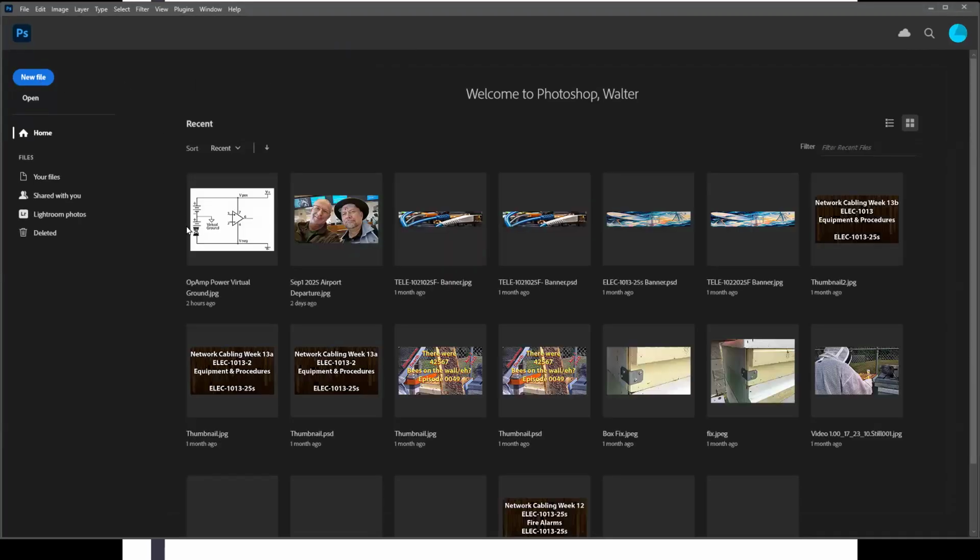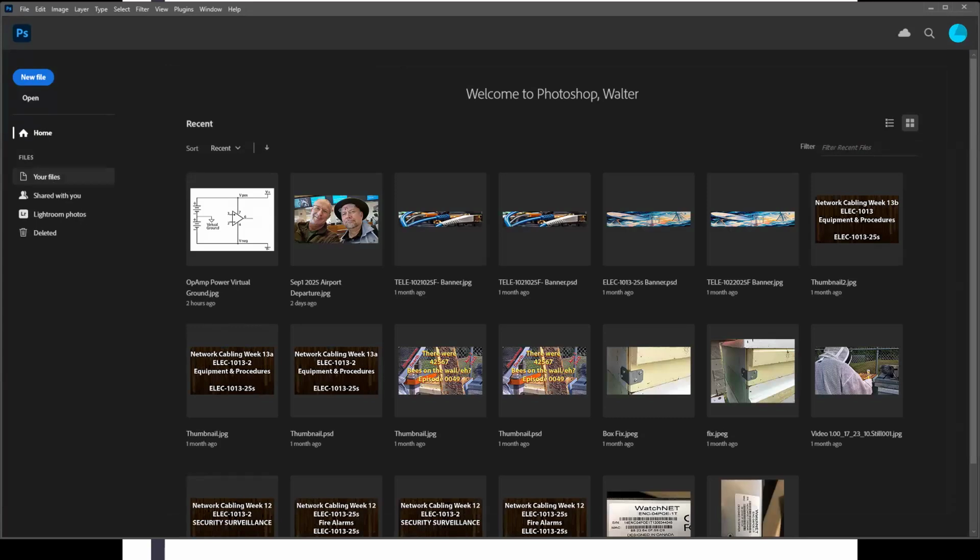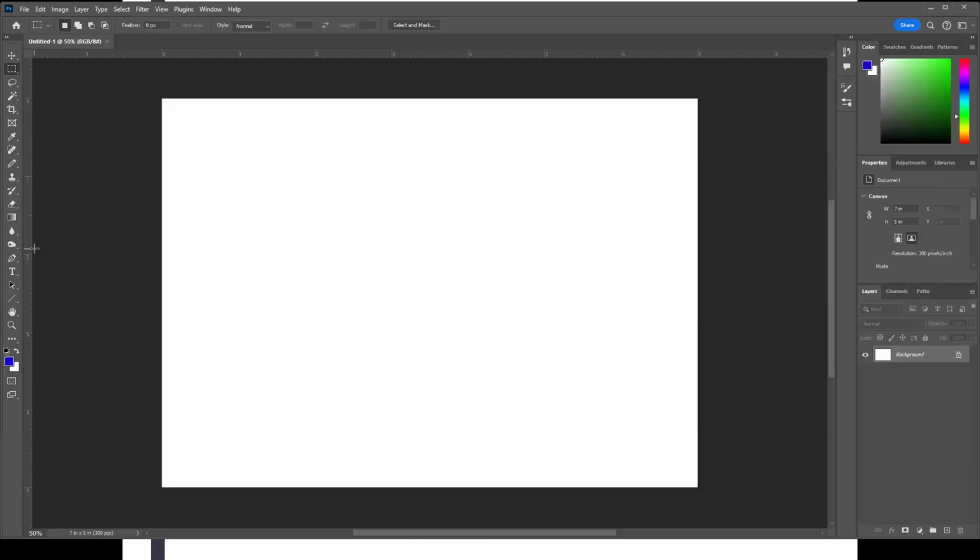New file. Things are getting slow. All right. Let's get this one here. Create. Okay. So let's say we have the X and Y axis. So here's a Y axis. Here's an X axis. Let's say this would be time, and this would be voltage.